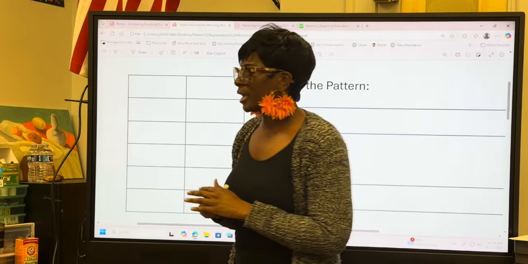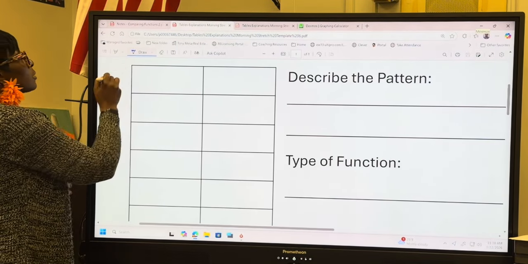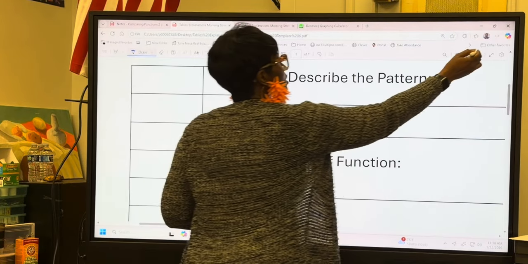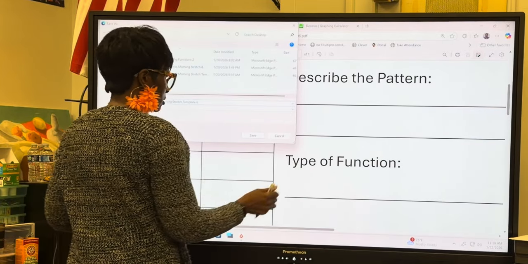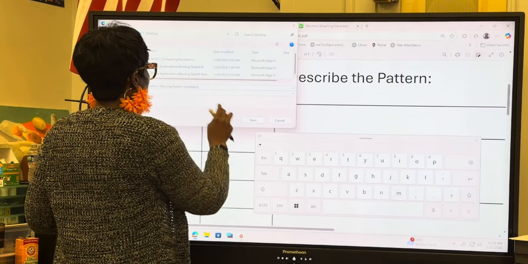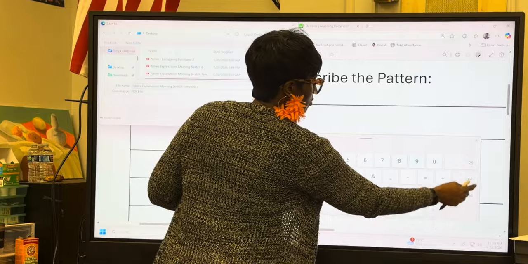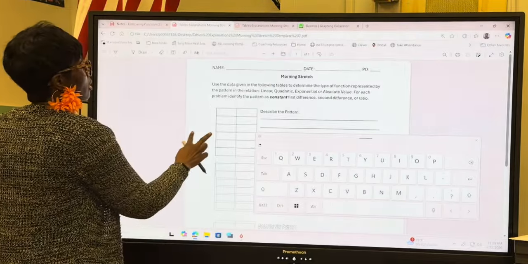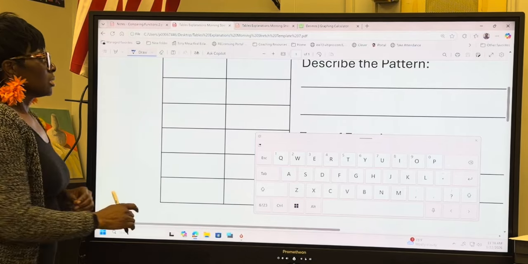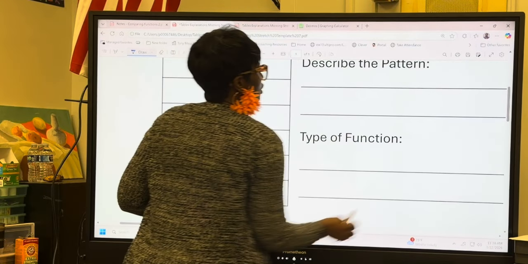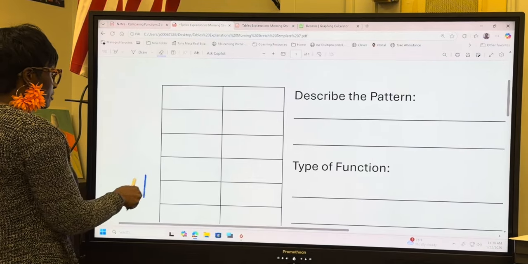So let's start with the first one. Give me the relation. Relation is list of ordered pairs. Give me the list of ordered pairs that we have here.